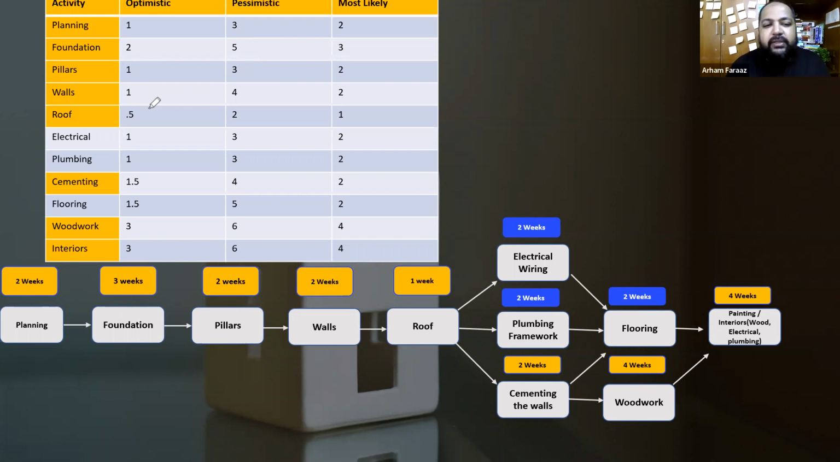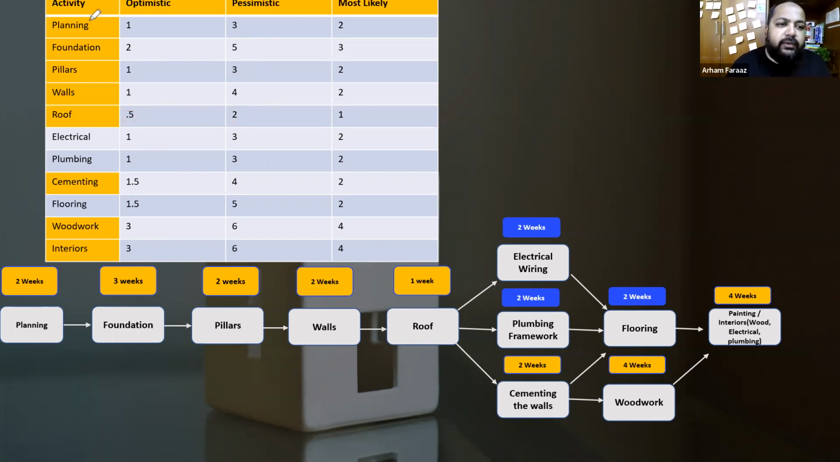So all these estimates are given based on some constraints and assumptions that are placed. For example, for the roof, we are trying to lay it in 1 week as the most likely estimate, but the pessimistic is 2 weeks. Maybe something could get delayed, maybe there's rain. Optimistic, you just finish this in 2-3 days and close it off. And similarly, electrical and cementing.